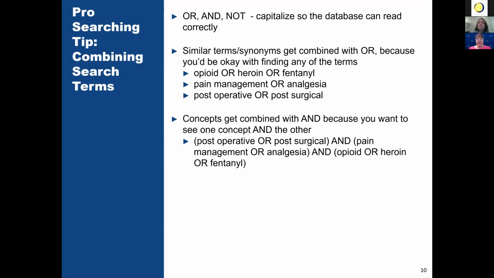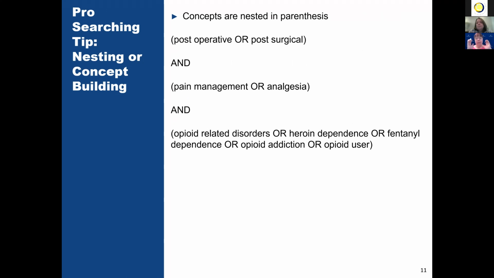Then it would end in pain. So then my next part of the search would have pain management with post-operative or post-surgical, but then it would or in analgesia. So now I've got a whole bunch of stuff that doesn't have anything to do with post-surgical. Then it's going to end in opioid, but now it's going to or in heroin or fentanyl. So you get very different results if you don't use these parentheses. It's a very important concept.